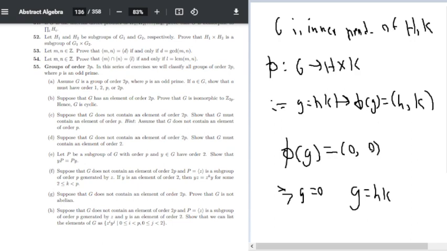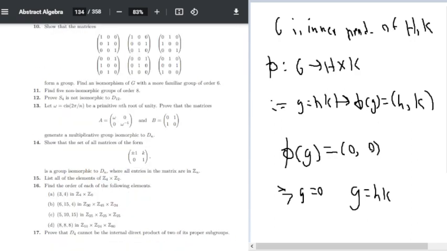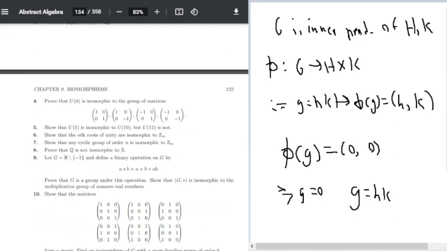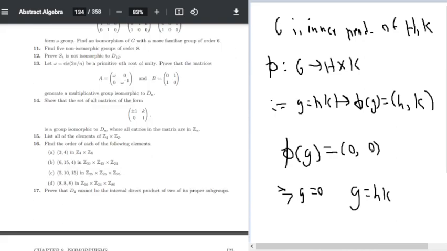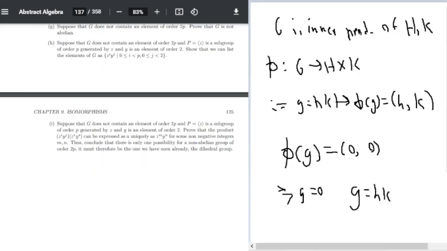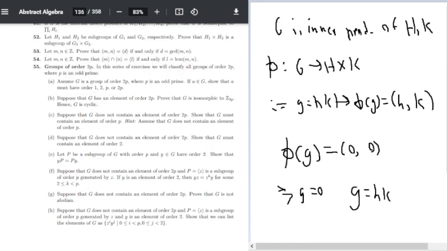A lot of these exercises are very computation based, and there's a reason there are so many: getting used to the flavor of it. So I'm not going to belabor them here. Groups of order 2p.